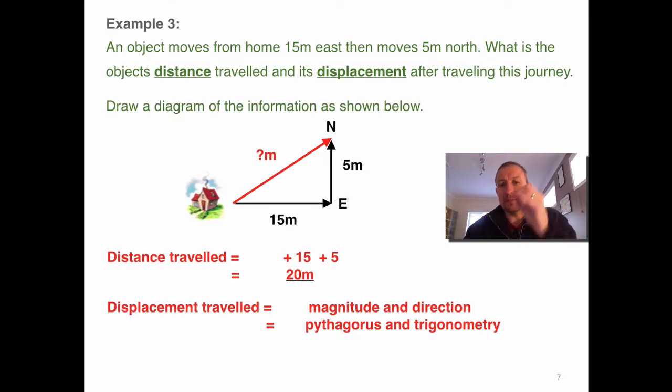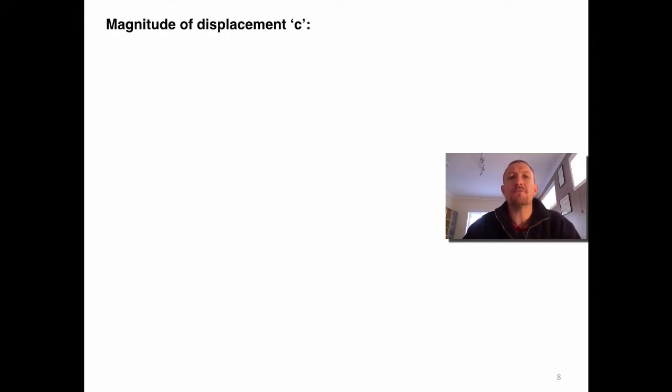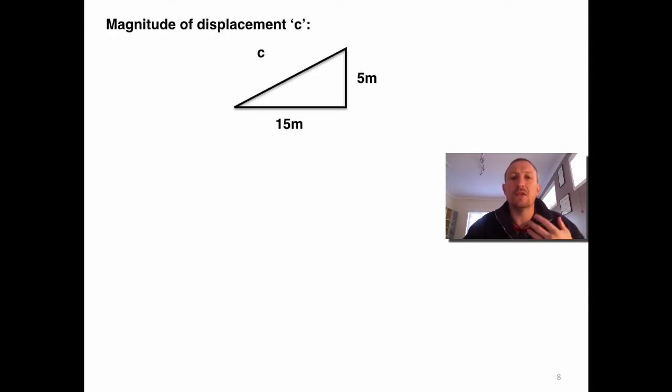So displacement, as I said, has a magnitude and direction, so we use Pythagoras to work out the magnitude and we use trigonometry to work out the direction. Okay, so let's do that. So let's look at the magnitude of the displacement. So in order to do that, there's my triangle. I went 15 meters east and then I went 5 meters north. I want to find out what is the magnitude of C.